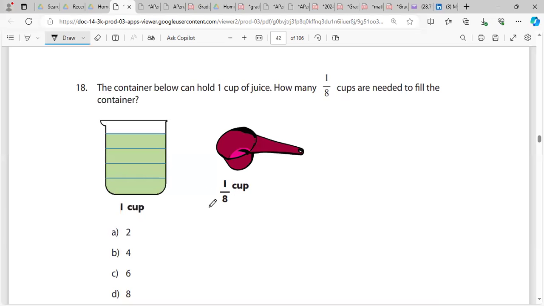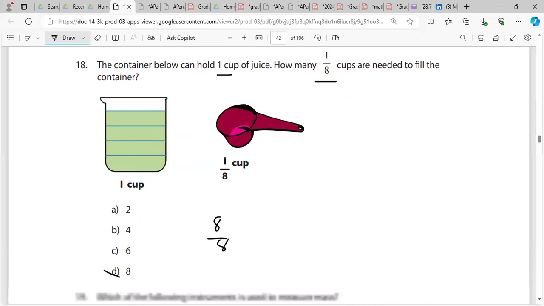Alright, so because it's 1/8 and it's 1 cup, the container below can hold 1 cup of juice. How many 1/8? And that would be 8, because 8 of 8 make 1. Nice question, that you know.